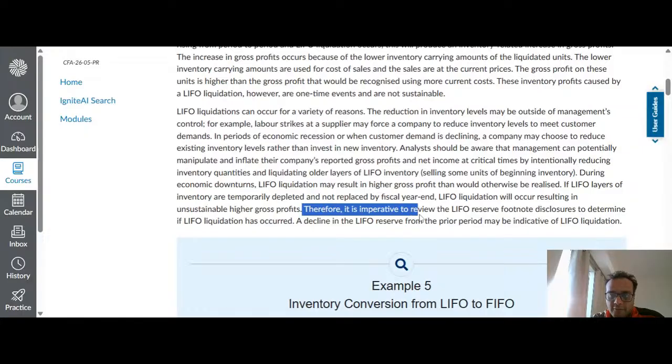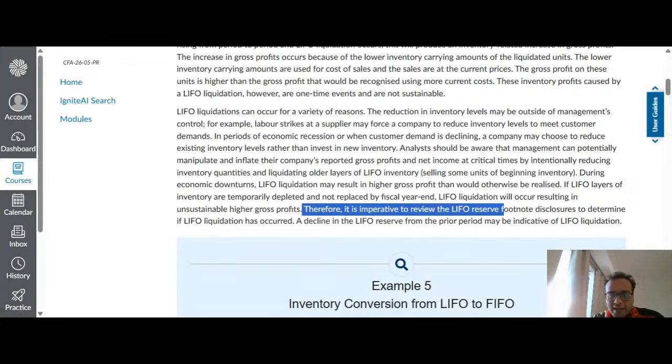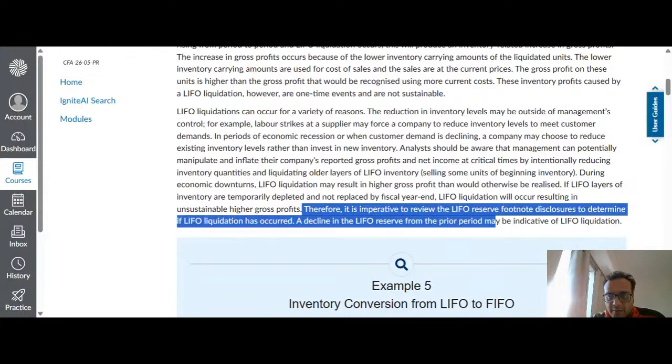Therefore, it is imperative to review the LIFO reserve footnote disclosure to determine if LIFO liquidation has occurred. A decline in LIFO reserve from a prior period may be indicative of LIFO liquidation. LIFO liquidation can happen when your LIFO reserve declines. When your LIFO reserve declines, this could be indicative of LIFO liquidation. Now, if there is LIFO liquidation, what do we do about it?